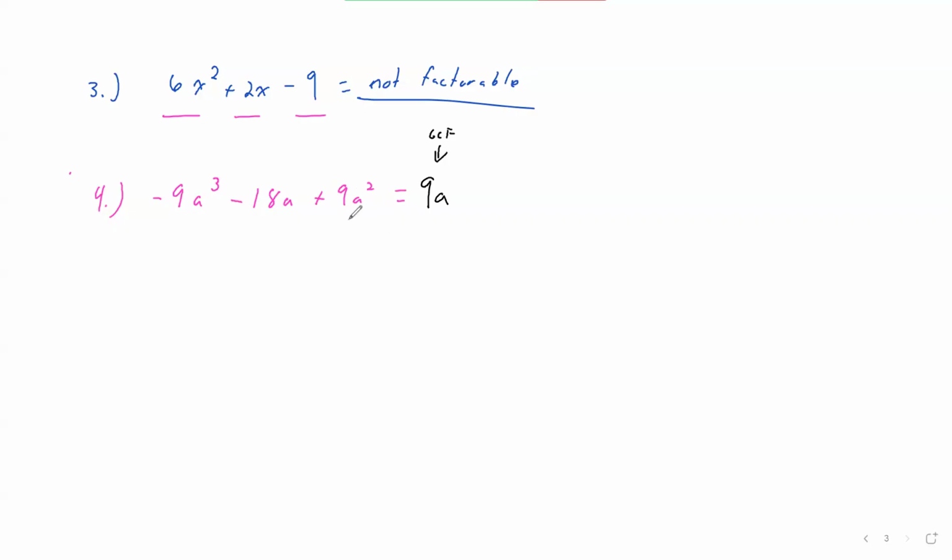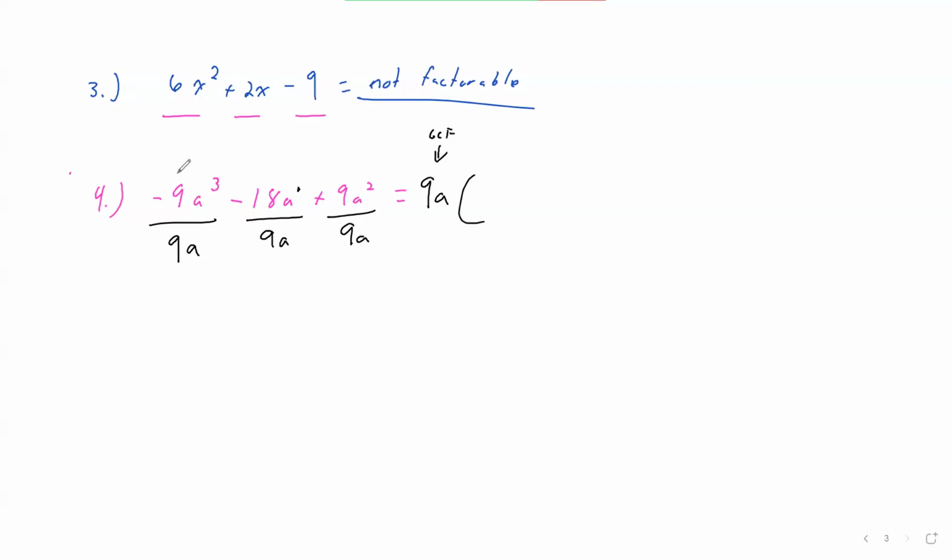So what's the largest amount of a's I can take? What's our smallest exponent? Just one, the imaginary one. So the 9a is the biggest I can take out. So then I go and I divide every term by that greatest common factor. And by the way, this is a 9a, not a 9 and a littler 9.